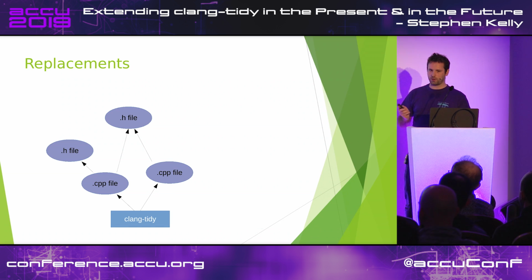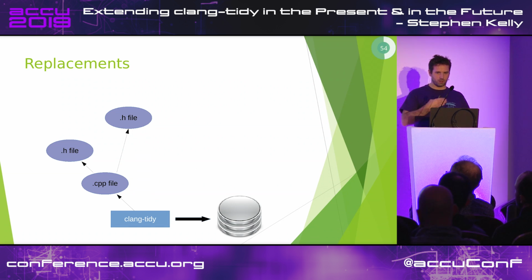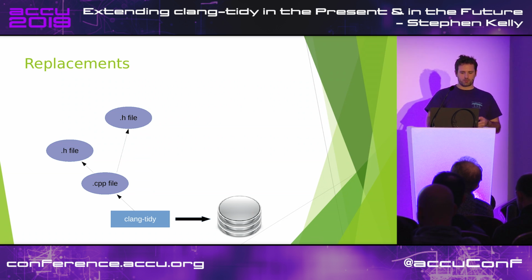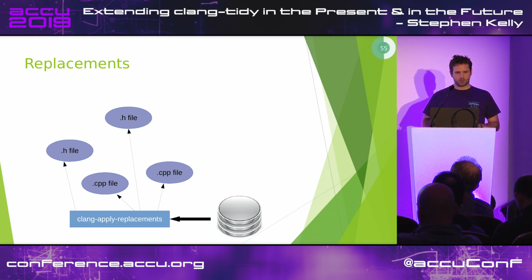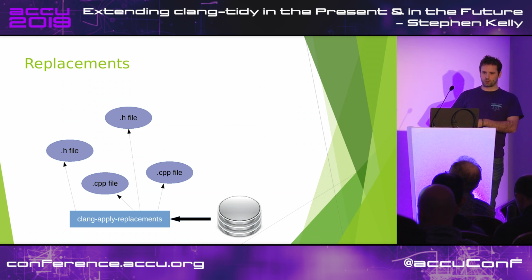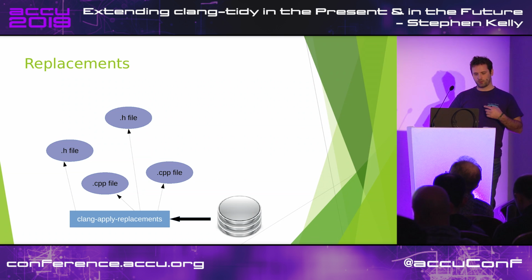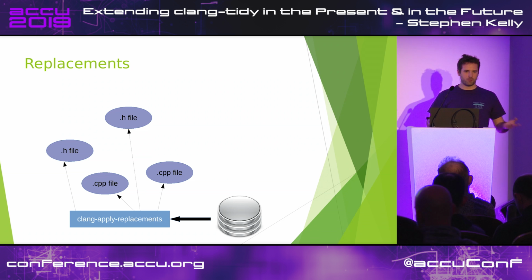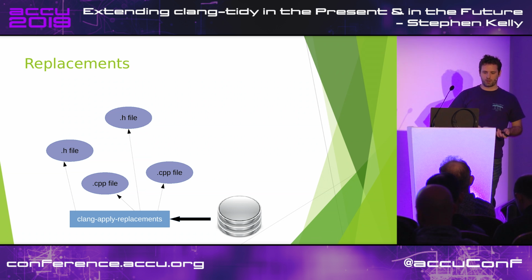So what we need to do instead is process all of the files, the CPP and the header files, put the results into a database, and then after processing all of the files, we use another tool called clang-apply-replacements to take those changes out of the database and apply them to the files. And when I say database, it's simply a YAML file in your file system that clang-tidy creates for you.